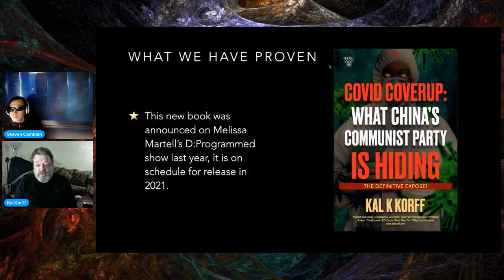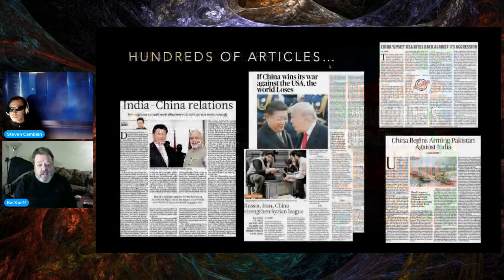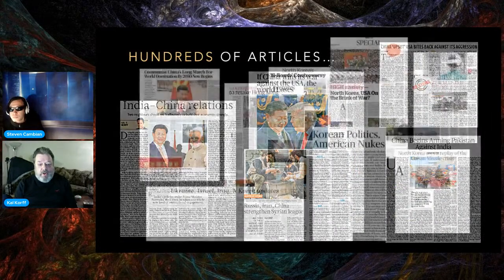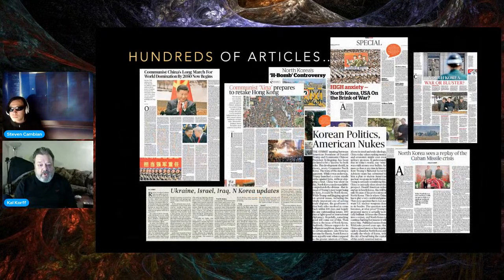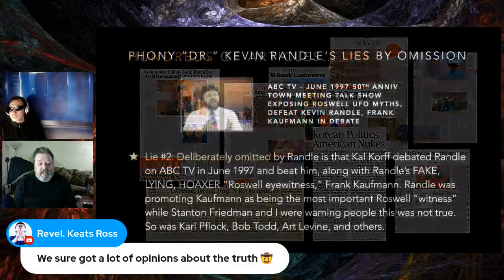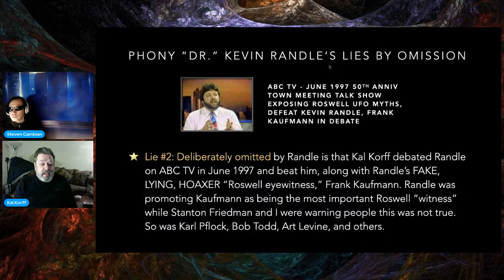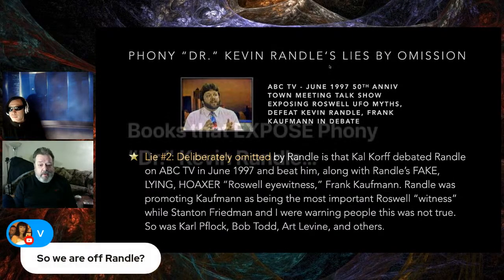And of course, as you know, this book is coming out. Melissa's the publisher, and it exposes everything. And the fact that this software exists and that I have reported on China for many, many years, all this stuff, it's a matter of public record, full-page specials, warning people they're the biggest threat to civilized society today and all that, again, has been true for years. It's not acknowledged by my critics, just like Randle didn't tell you that I beat him in a debate. That's a frame from it right there.